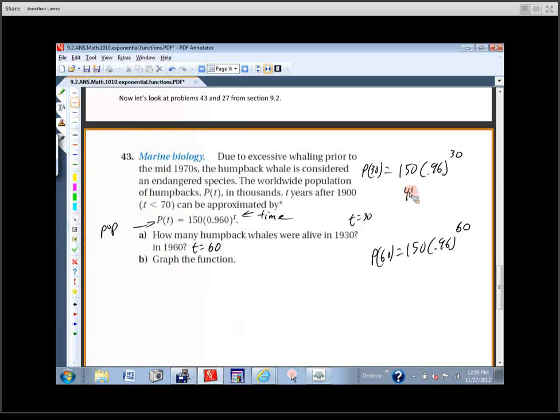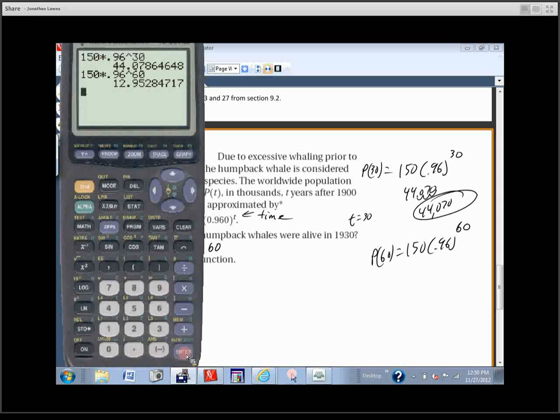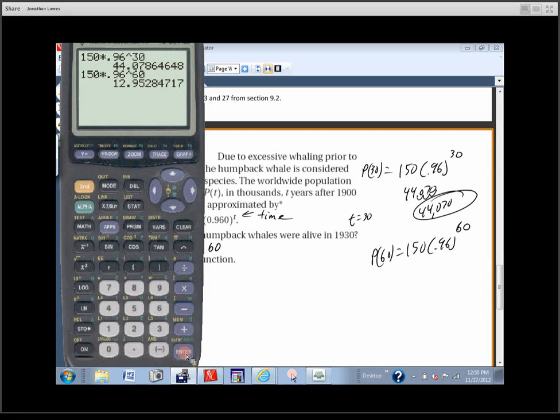It says 44.07, and it says in thousands. So I'm going to move this over 1, 2, 3 places. So this is 44,070 whales. And then do the same thing with this next one. With this next answer, if I just recall this and I change this to a 60, am I expecting a bigger number than 44,000 or a smaller number? Should be smaller, okay? So we'd have 12,952 whales. Sound okay? Good with that?